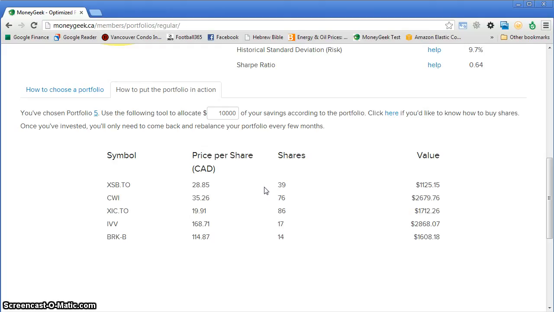So to recap, in this section, we've looked at how to invest your savings you already have. In the next session, we'll look at planning for your retirement. And until then, happy investing.